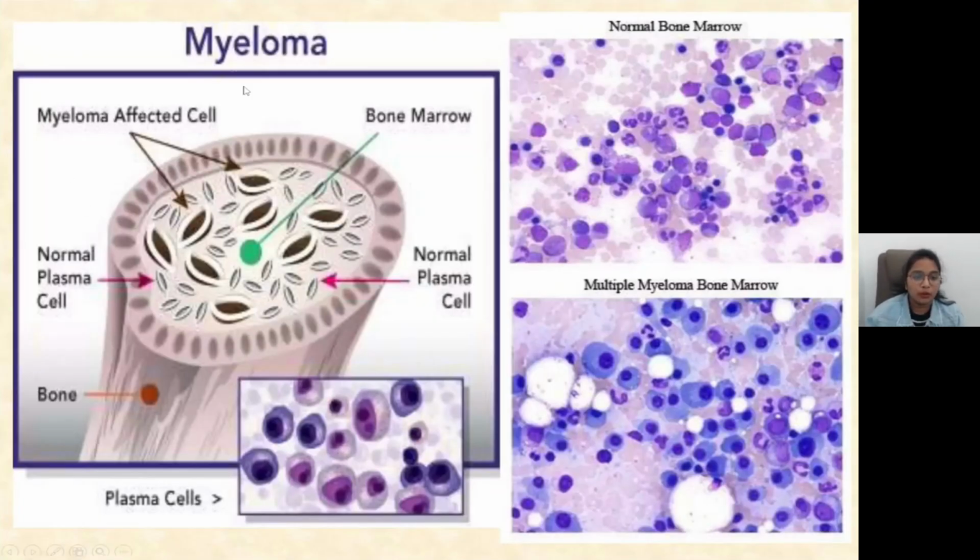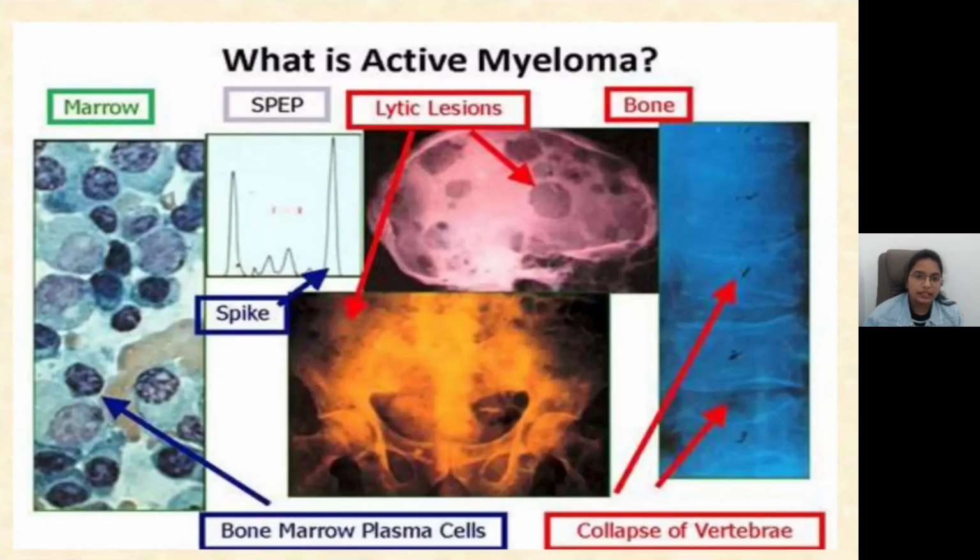This shows myeloma in the center of the bone marrow, where the outer side shows the myeloma-affected cells, and these are the normal cells, right? On Giemsa stain, we can see red staining like this. This is active myeloma, and this is how it causes the disease. Here is the bone marrow, and these will be the lytic lesions they cause, weakening the bone. They will have collapsed vertebrae, and this will be your bone marrow plasma cells.